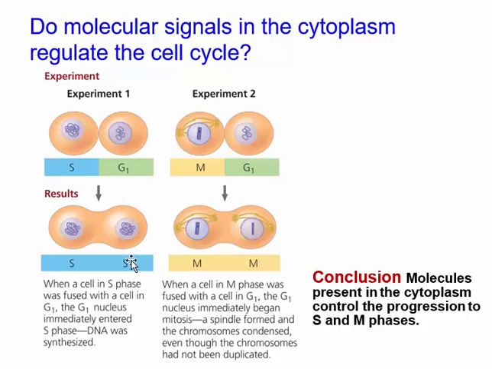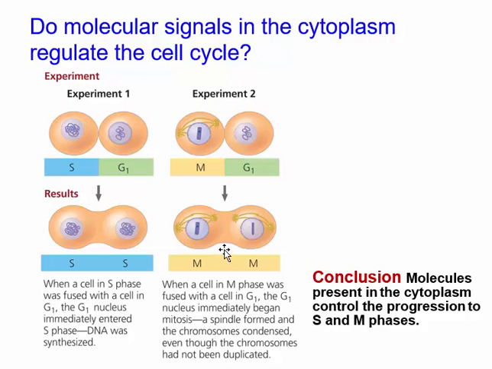But maybe you could argue, well, maybe that cell was going to go into S phase any moment anyway. Let's look at experiment number 2. We're going to take now a cell at M phase. So this is during mitosis. And we're going to fuse it with a cell in G1. So this is before DNA has been copied.